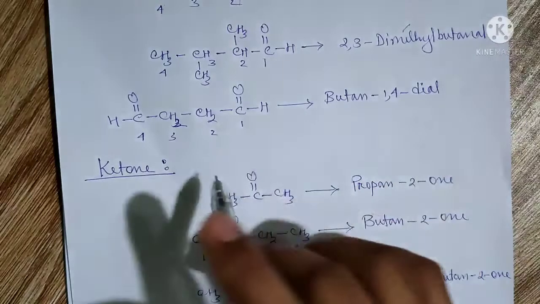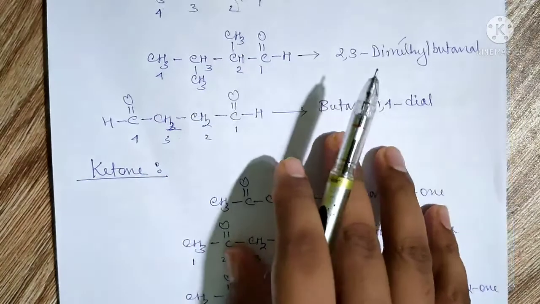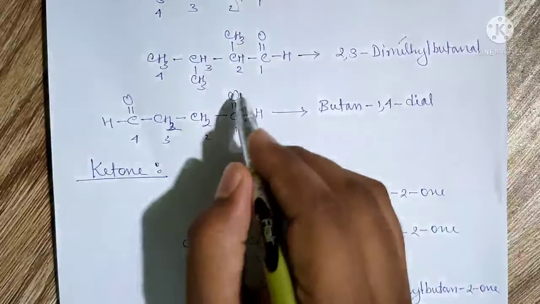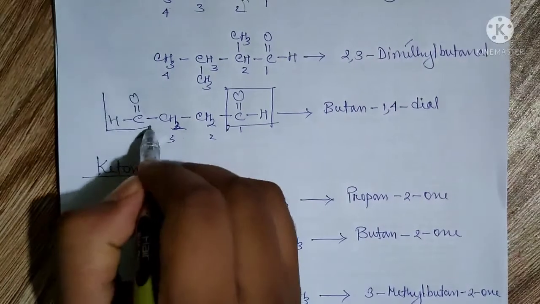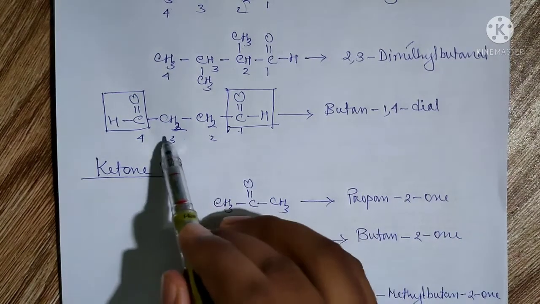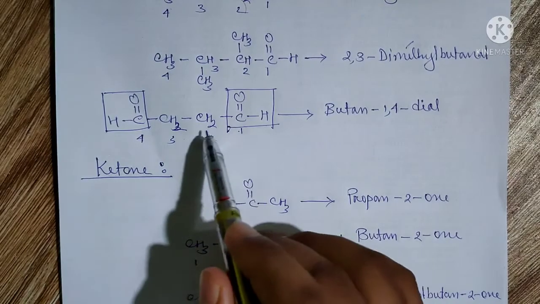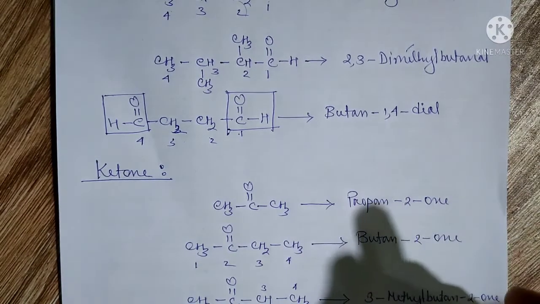The next example. In this case there are 2 aldehyde groups. Can you see it? Here there is a CHO group, that is one CHO. And in the other end there is one more CHO. So in such cases if 2 CHO groups are present then just write dial. 1, 2, 3, 4. There are 4 carbon atoms, so it will be butane 1, 4 dial.